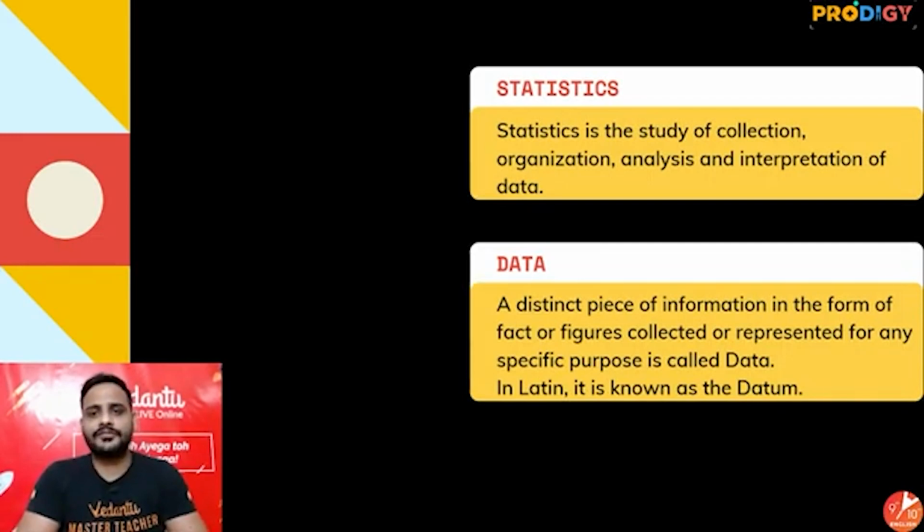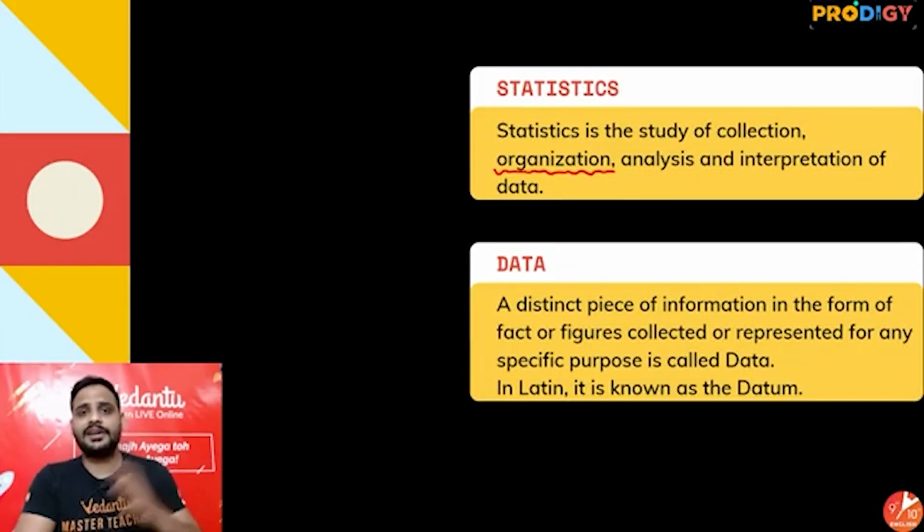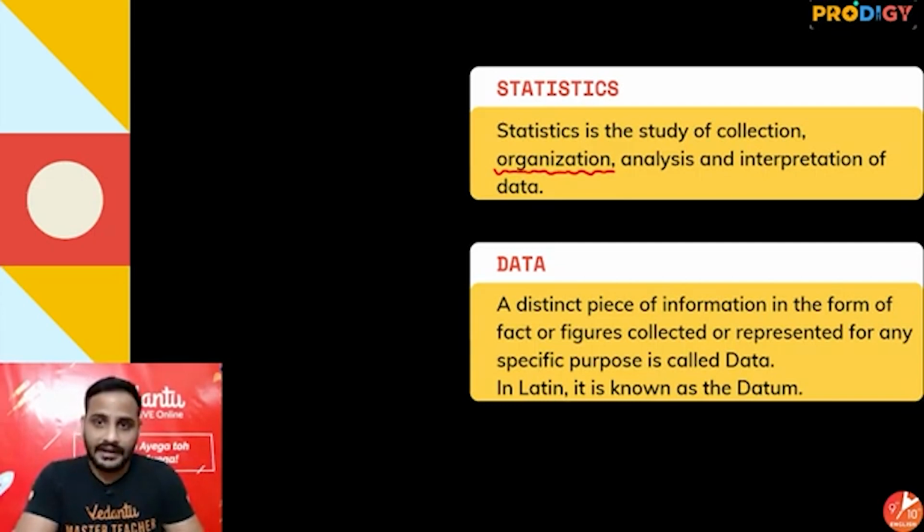It is the study of collection, organization, analysis, and interpretation of data. In this chapter we don't bother about collection. Data will be given to you. Organization we need to learn. We'll be understanding how to organize that data, what are the different ways of organizing, and graphical organization we will also be learning. Analysis, interpretation, we can see the data very clearly, so all that we are going to learn in this.